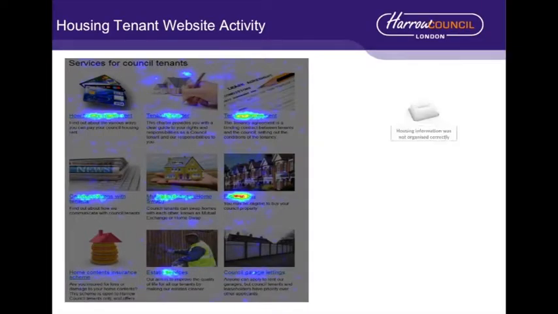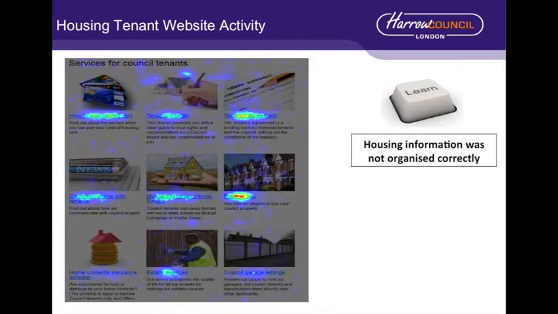We also dug a bit deeper and looked at heat map analysis behind the service pages. And again, the information is disorganized. So you can see from this heat map here, at the same level, you've got information about council garage lettings. There was no separation in terms of what customers are mainly contacted about, and therefore they were finding it very difficult to find information.